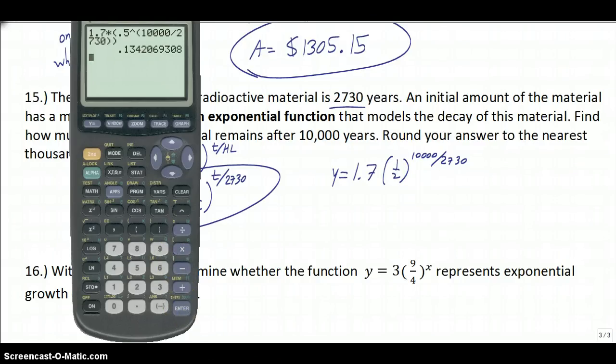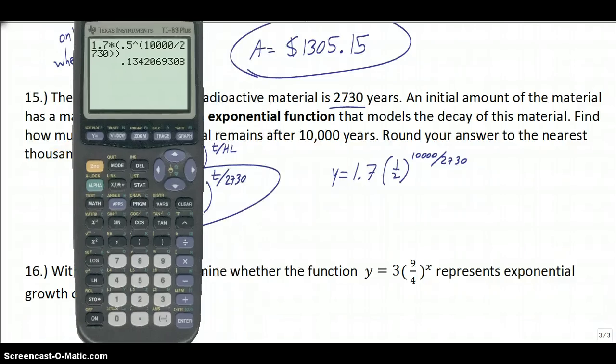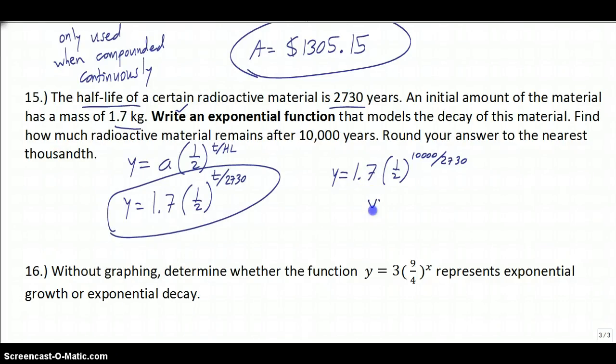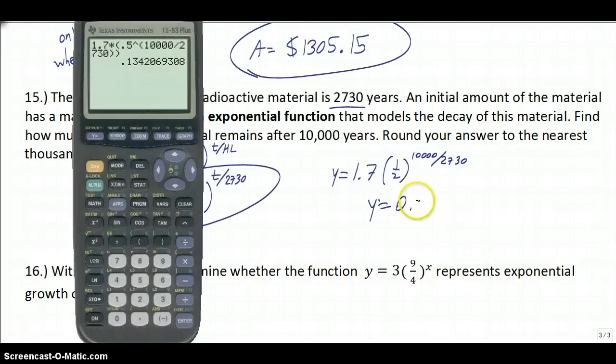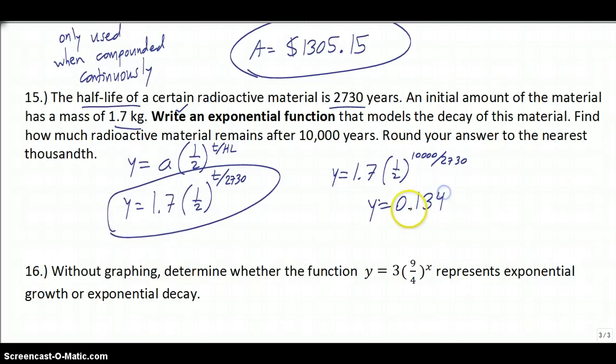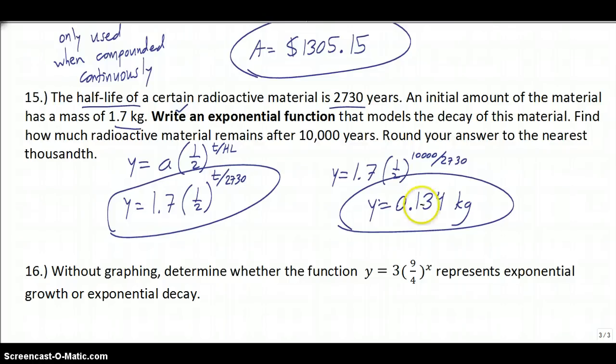Okay. Anyway, you hit enter. And it says round to the nearest thousandth, which is three decimal places. So that'll be 0.134 kilograms. So after 10,000 years, it went from 1.7 kilograms to a measly 0.134 kilograms.